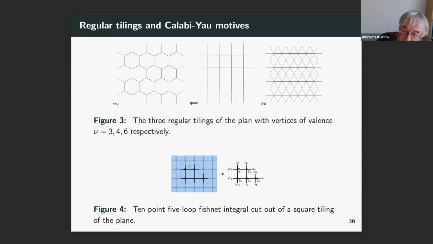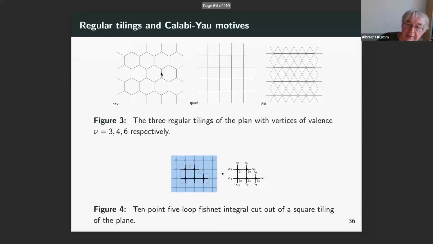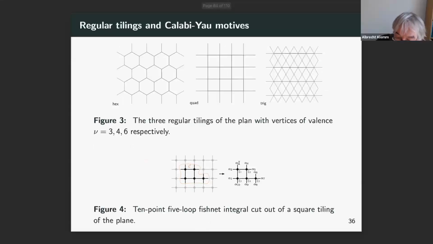And so I get the following geometry. I associate to each of these black points a P1 with homogeneous coordinates x and u, and then I get this differential, which is written here. Each edge that is outside of this curve is an external parameter, because in the final amplitude the parameters will depend on the alphas, and the x's are integrated.